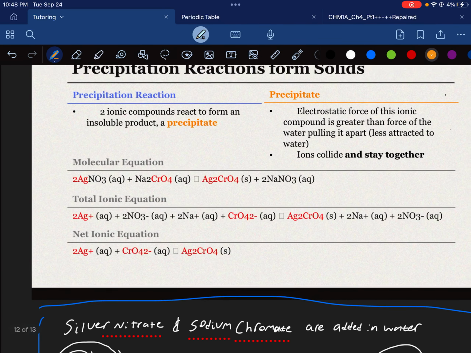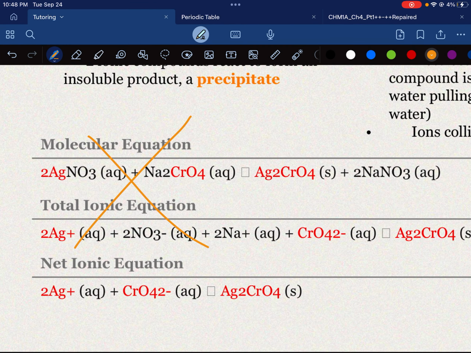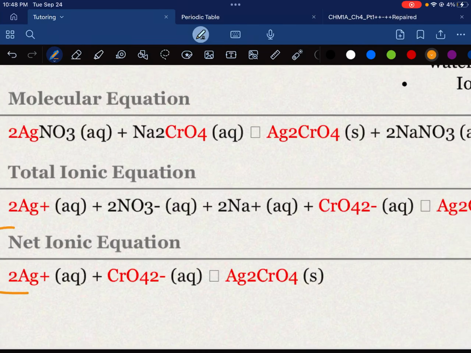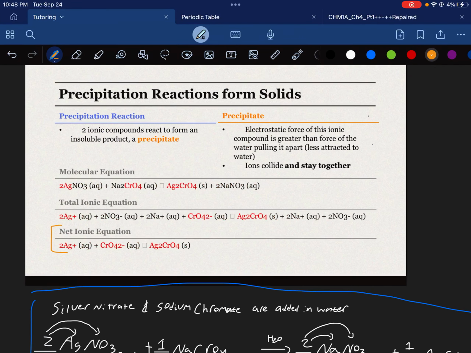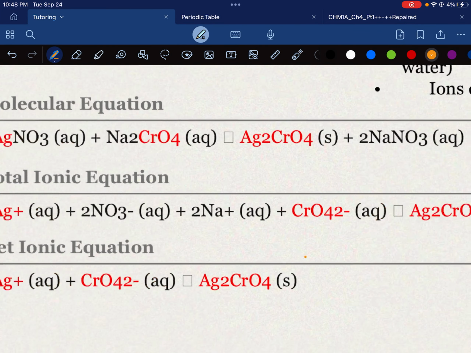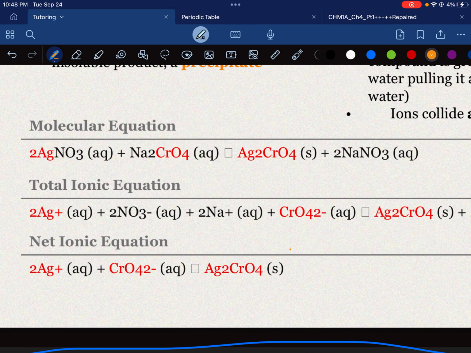You're probably wondering, how did it go from something so big to something so small? It's pretty simple. The things that don't show up in the net ionic equation are called spectator ions. Spectator ions are ions that show up on both the product side and the reactant side. Let me give you an example. Let's look at silver, 2 silver, positive charge. It exists on the reactant side as itself. Is it going to exist as itself on the product side? Let's check.